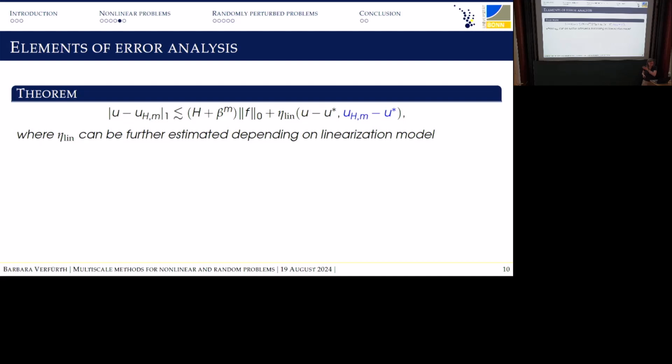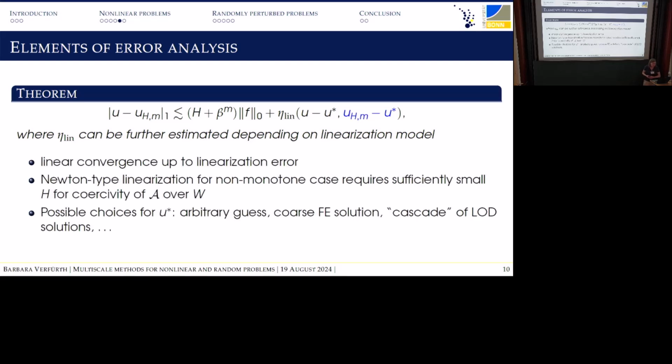I don't spell out how this looks exactly, because depending on which linearization model you choose, you can estimate this additional term further. The message here is that this is a linearization error, and we hope to make sure that it's small enough so that we see the typical convergence behavior by choosing U star appropriately. So, summary: linear convergence up to a linearization error.